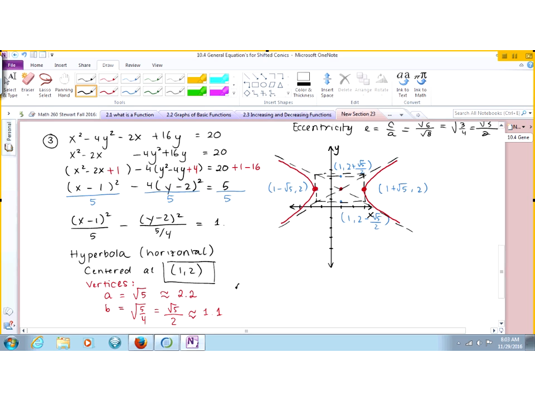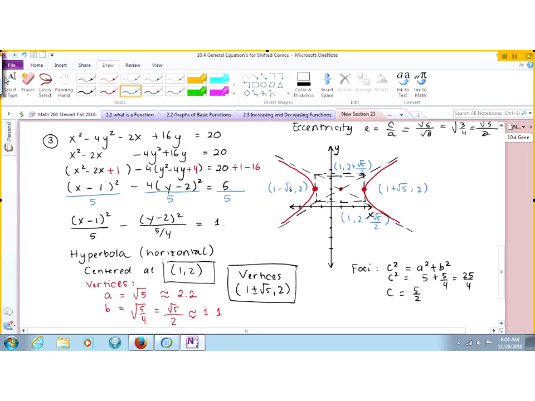Then, so what are the coordinates of the vertices? 1 plus or minus the square root of 5, 2. Yes. So these are the vertices. 1 plus or minus the square root of 5, 2. Yes. And the foci. So for hyperbola, what is the formula? A squared plus B squared. So 5 plus 5 over 4. So what is this? This is 25 over 4. So C is equal to 5 over 2. Yes. All right. So 5 over 2.